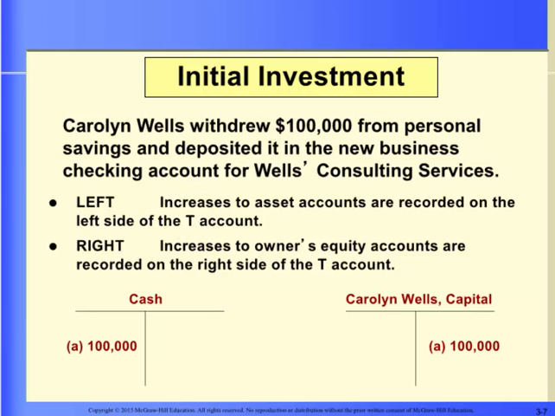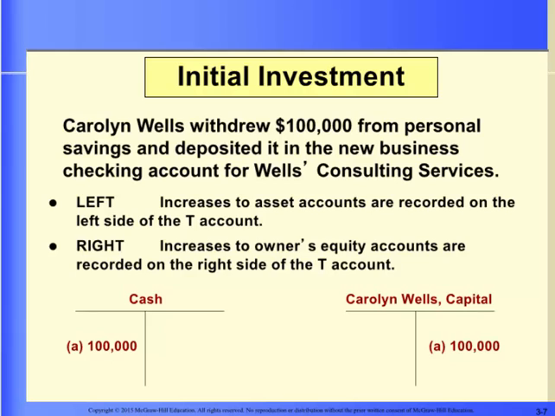Let's consider the initial investment of an owner. For this transaction, let's assume that Carolyn Wells withdrew $100,000 from personal savings and deposited it in the new business checking account for Wells Consulting Services. Remember that assets are on the left side of the accounting equation, so to increase them, we would record the entry on the left. Because owner's equity is on the right side of the accounting equation, to increase it we would record the entry on the right side of the T account.